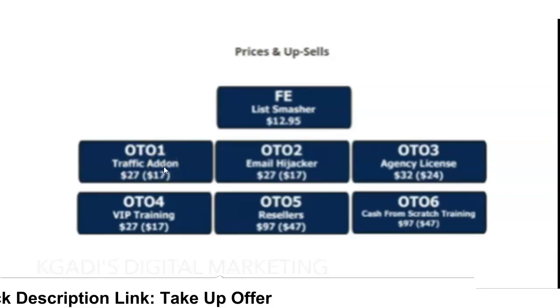This is the add-on that you can add to your website that will help you to gain more subscribers. And the next one is Email Hijacker, that will help you to promote and get a list for any niche. It doesn't matter which niche you are promoting. And also the agency license, where you get the license rights to sell the product as your own and get 100% commission. So these are the OTOs, guys.